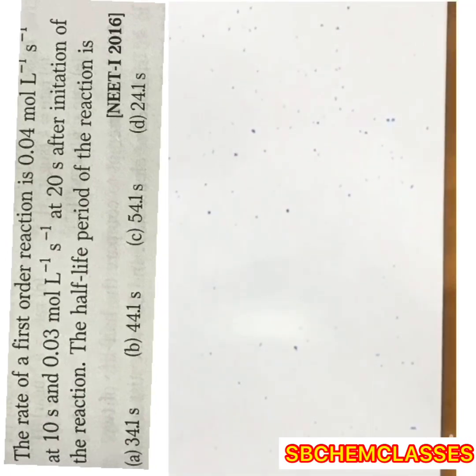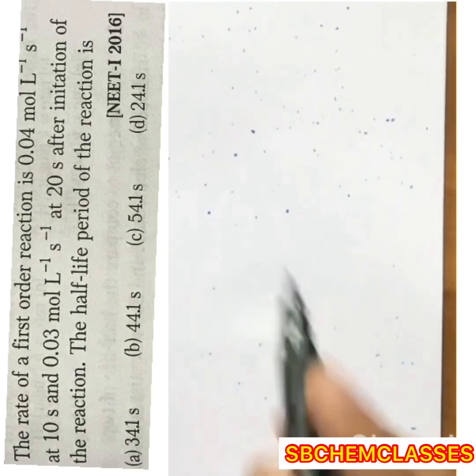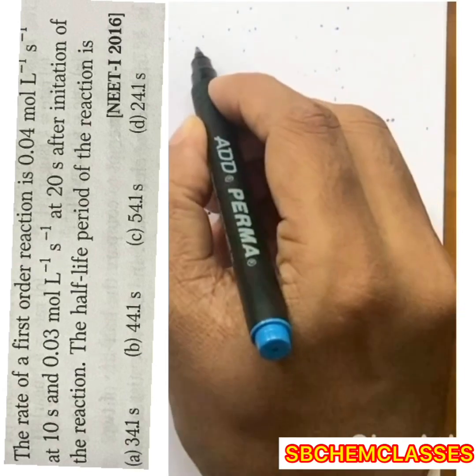The rate of a first order reaction is 0.04 mol L⁻¹ s⁻¹ at 10 seconds and 0.03 mol L⁻¹ s⁻¹ at 20 seconds after initiation of the reaction. The half-life period of the reaction is? In this question, it is a first order reaction.